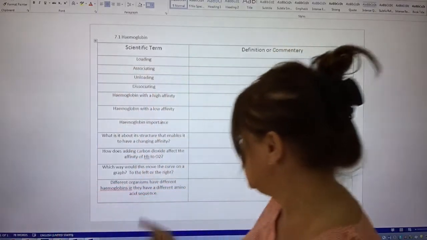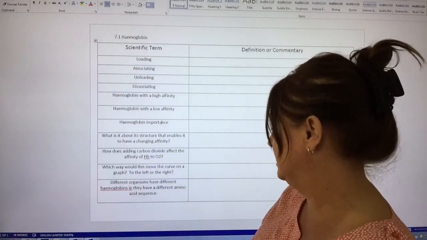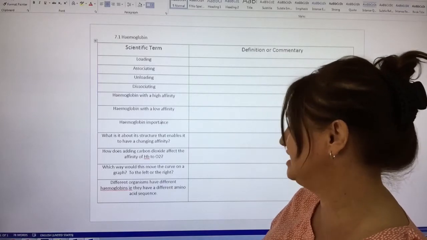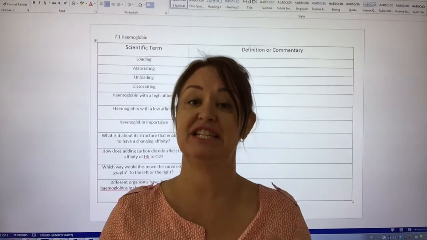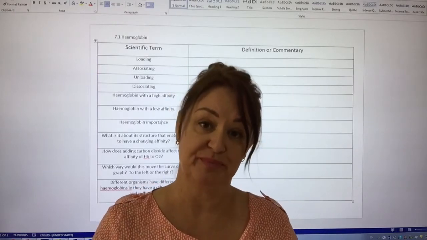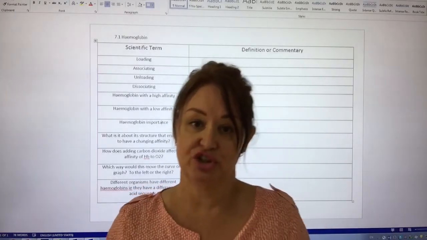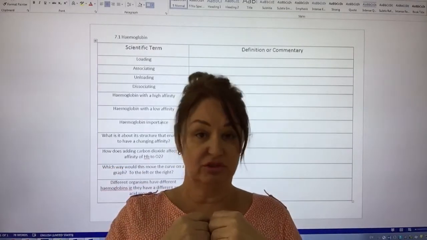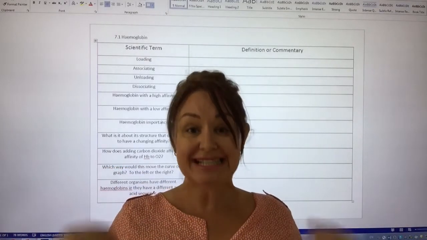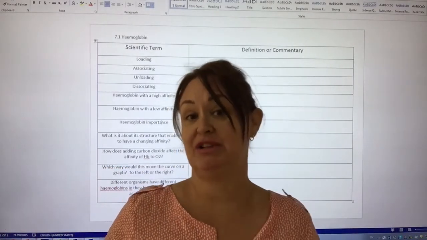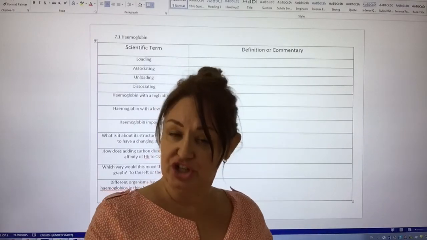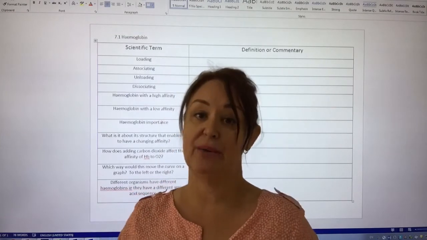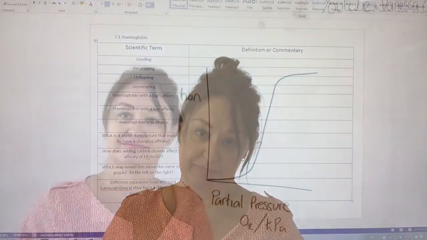And the last one says, different organisms have different hemoglobins, i.e. they have a different amino acid sequence. And the reason why is because they live in different partial pressures of oxygen. Consider a worm that lives under the ground. It might live in largely anaerobic conditions, but it still needs oxygen for its respiration. So it will need a different level of affinity. How does it change that? It changes it by its amino acid sequence.